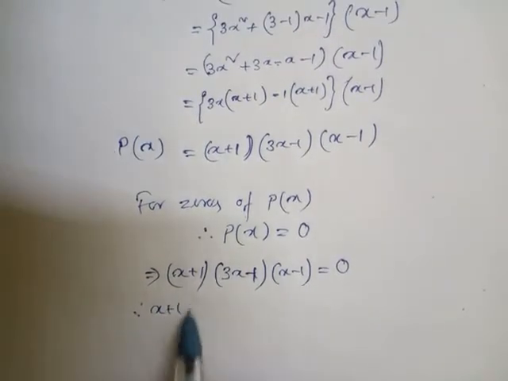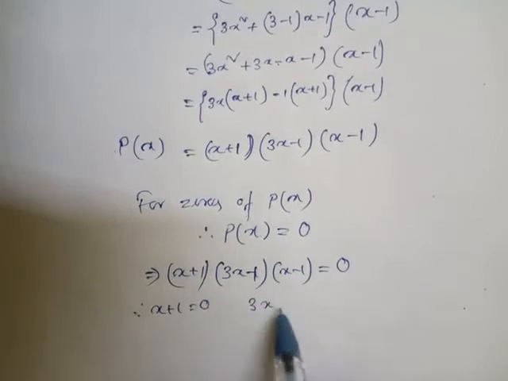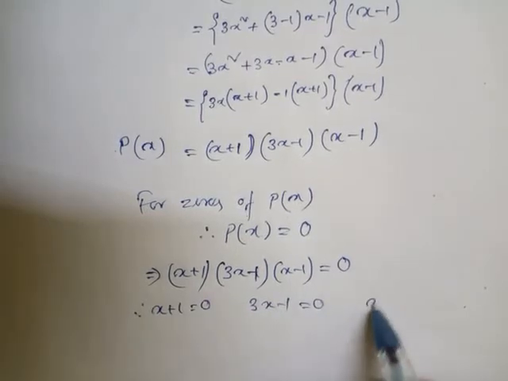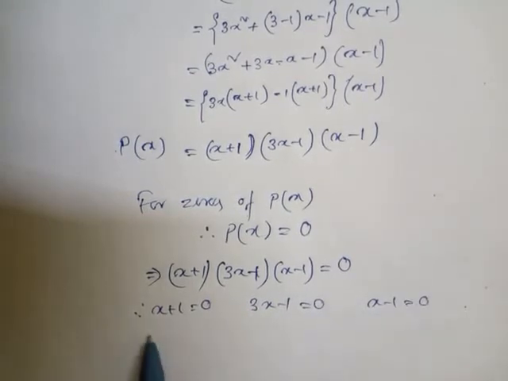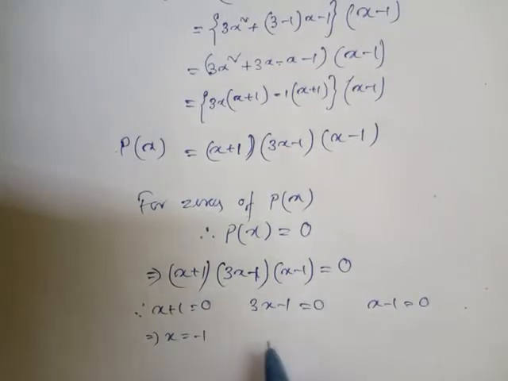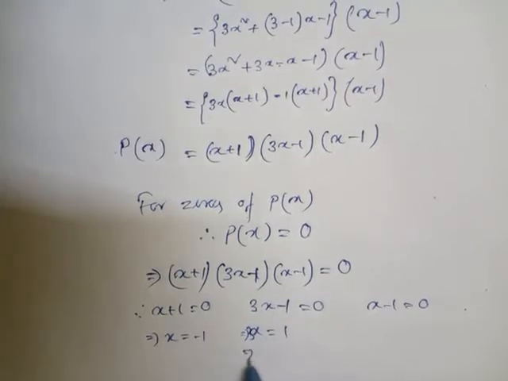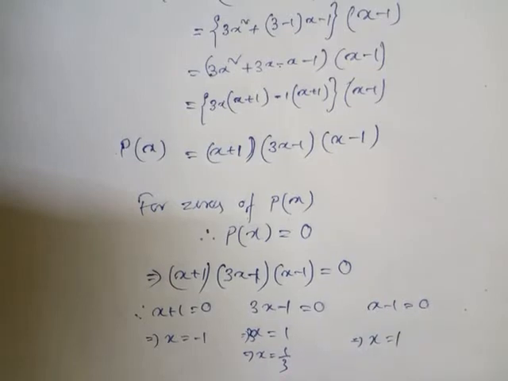Therefore x + 1 = 0, 3x - 1 = 0, and x - 1 = 0. So x = -1, and if I take -1 there, 3x = 1, then x = 1/3, and here x = 1 only. So one zero is 1, and the other zeros are -1 and 1/3.